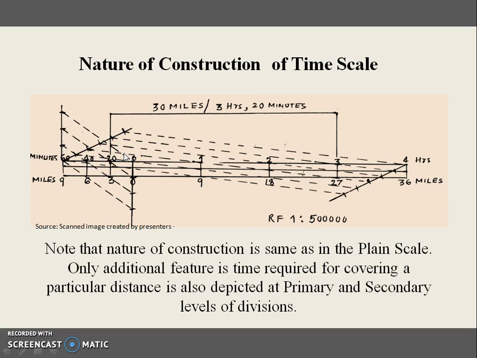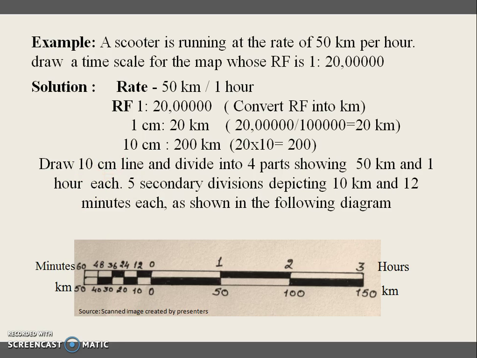Now, let's see the example in detail. The example says a scooter is running at the rate of 50 km per hour. Draw a time scale for the map whose RF is 1:20 lakhs. In the given example, RF and the rate of the moving body has been provided. As the rate is given in kilometer, it is understood that RF is to be converted into kilometer.